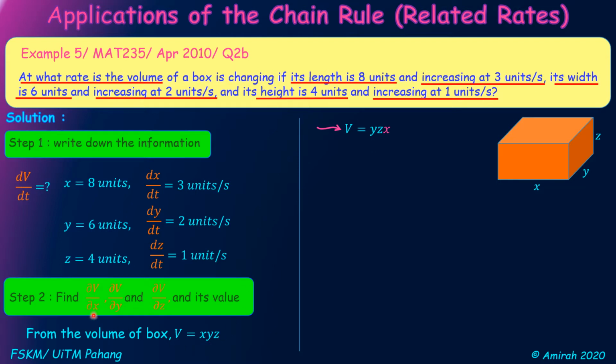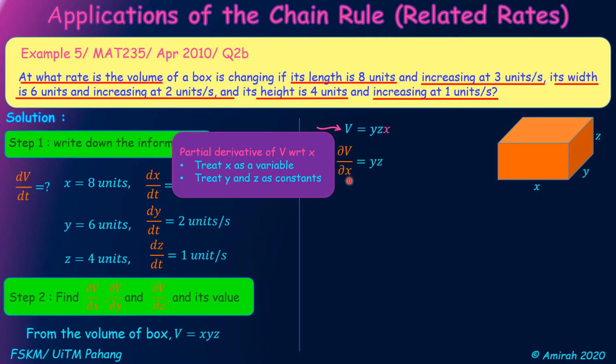From volume equals xyz, first we need to find del V over del x, which means we assume x as a variable. To avoid error and make it easy to differentiate, we can put variable x at the back and write in different colors.